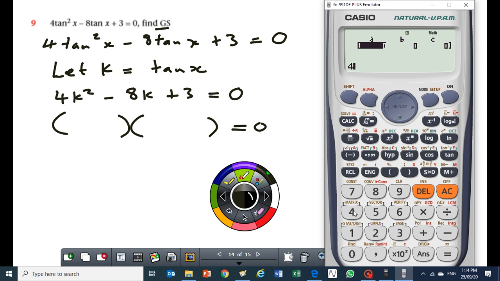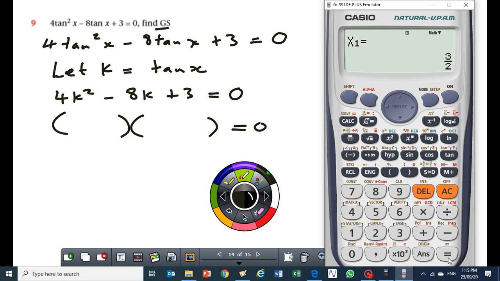My A is 4. You press equals. Then my B is minus 8. My C is 3. Then you press equals. You see that x1 is equal to 3 over 2. What that means is k is equal to 3 over 2. Let's get the other one.